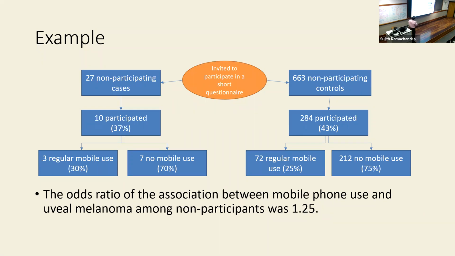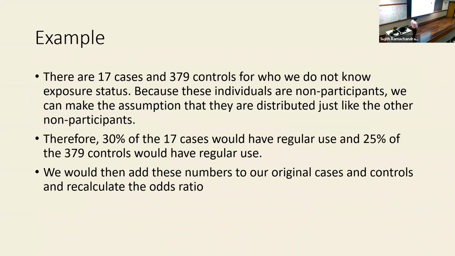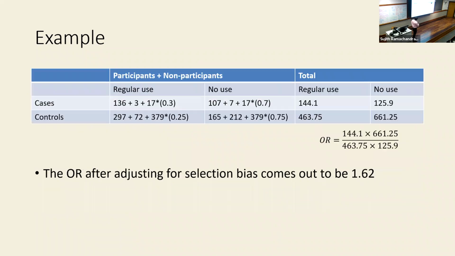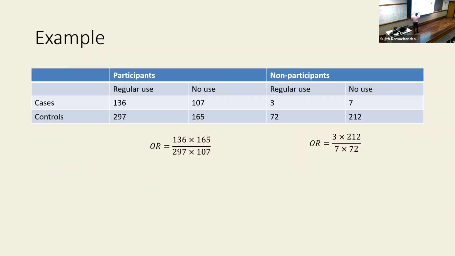Okay? So if you make that assumption, these 17 people that did not respond to the short questionnaire had 30% mobile phone use, 70% no mobile phone use, and the 379 controls that did not respond to the short questionnaire had 25% mobile phone use, 75% no mobile phone use. And that brings us to recalculating our numbers, which would look like this. So now what I'm doing is I'm taking that 2 by 2 table, this 2 by 2 table to the left right here. I want to take the same table. I want to add the numbers of the non-participants.